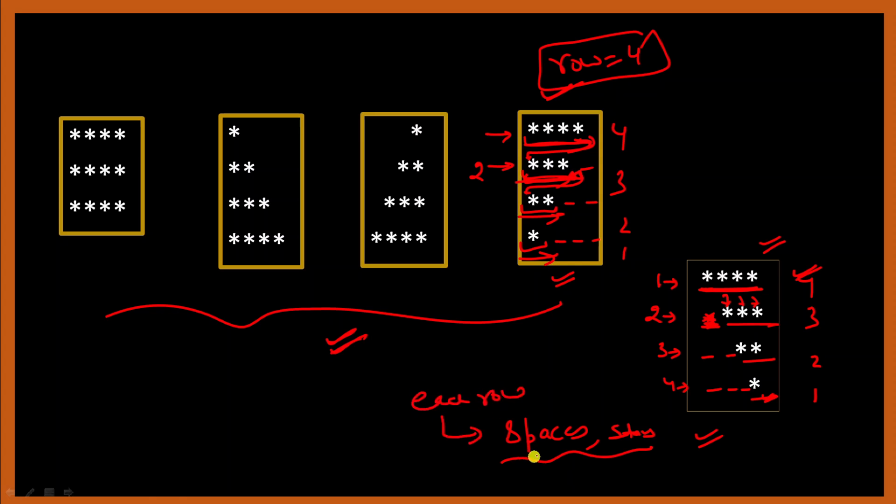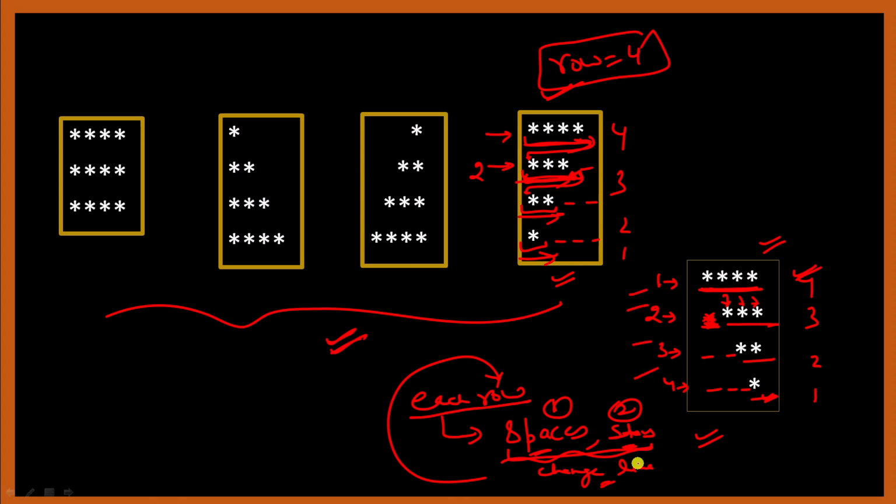For each row we have to print first spaces and then stars, and after this is done for a row, we have to change the line. After that we go to the next row, print the spaces, print the star, change line, and this we have to do till all the rows are done, right? So let's see the logic for this question.